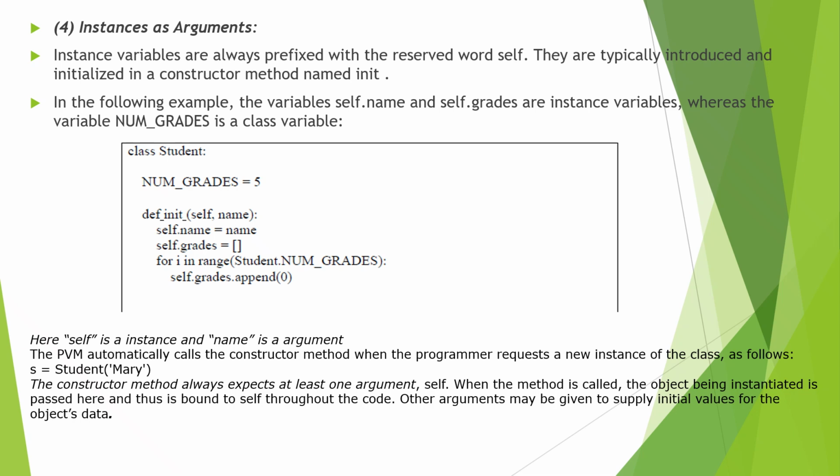Next line, you can see self.grades = an empty list. It creates an empty list to store the grades. Since self.grades is an instance variable, each student will have their own separate list of grades.